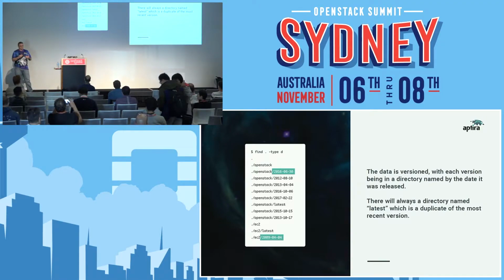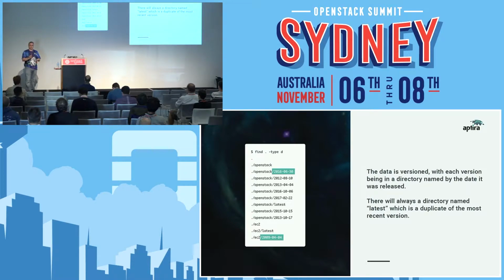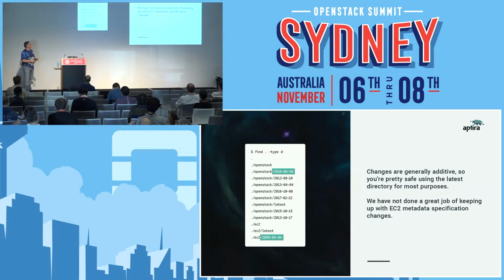The metadata changes are also generally backwards compatible. We add things, we don't tend to remove things. So if you were building an instance image, it's pretty safe to use the latest directory. If you had a specific requirement, like you thought that image needed to last 4 or 5 years in production for some reason, then maybe you'd pick the most recent date at the time that you built the image. Yeah, changes are generally additive, so it's fairly safe, and we haven't done a great job of keeping up with Ec2.